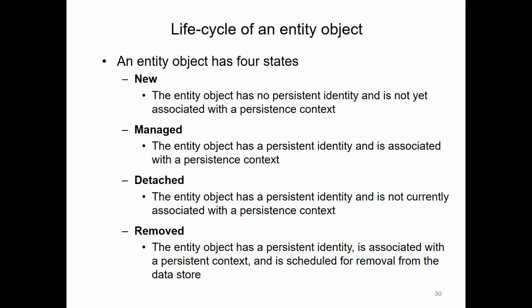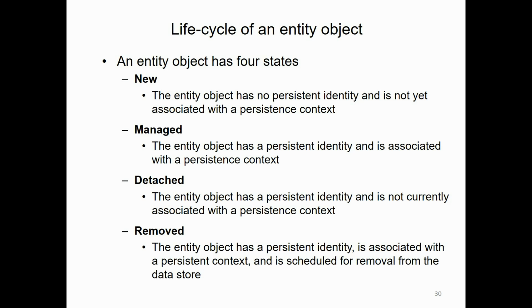Let's assume that we haven't instantiated an entity object just yet, so it doesn't exist. Then we have just an ordinary Java statement. Let's say the entity is called Customer: Customer c = new Customer. Now, Customer has been annotated as an entity. Therefore, this entity object will fall into the new state. It doesn't have a persistent identity yet.